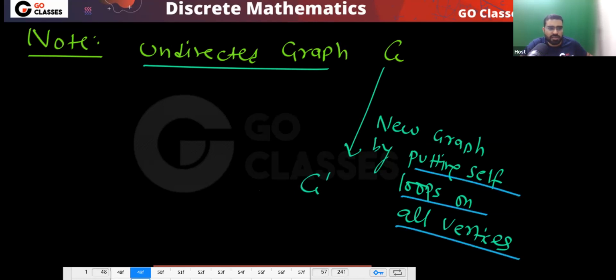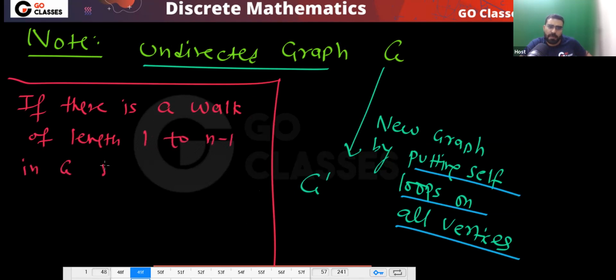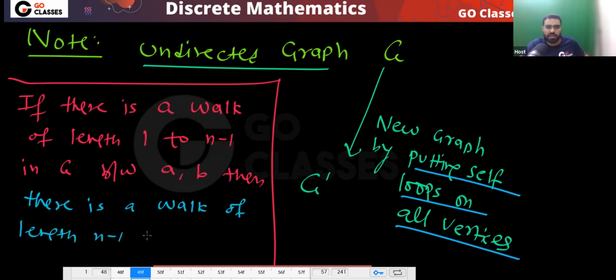Now, what property will this G dash have? This G dash will have the property that if there is a walk of length 1 to n minus 1 in G between A comma B, then there is a walk of length exactly n minus 1 in G dash.